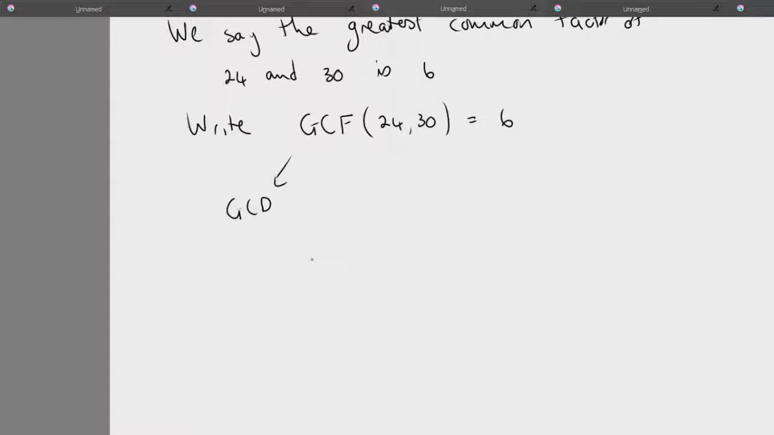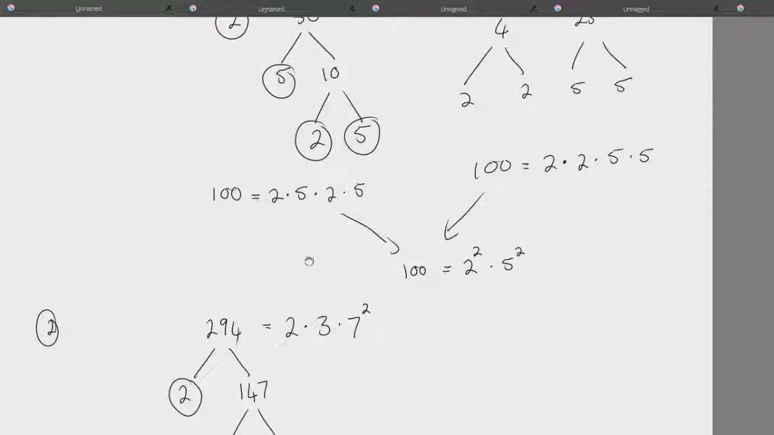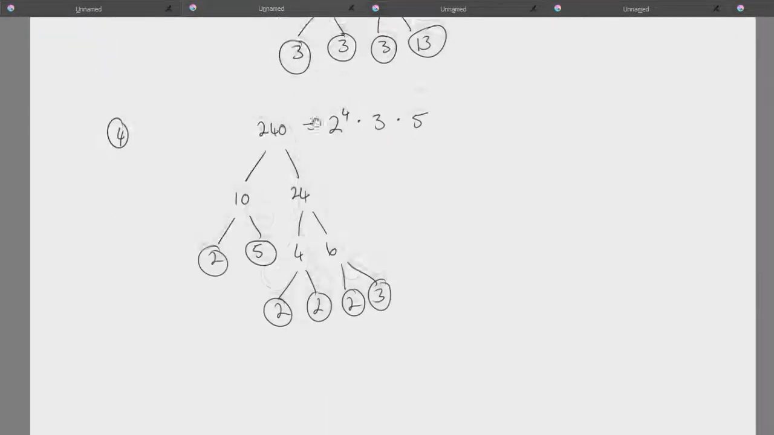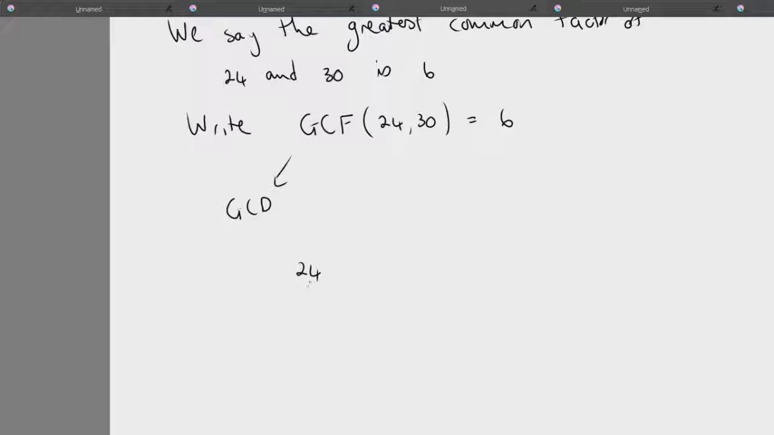But first, let's look at this 24 and 30. Now, I don't think we've done them yet. We've done 100, we've done 294, we've done 702 and 240, and these numbers will come up again in examples just for convenience. Let's do 24's prime factorization by way of its factor tree, though it's not necessary to do a tree. The number's fairly small. You can do a 4 and a 6, and that splits up into a 2 and a 2.